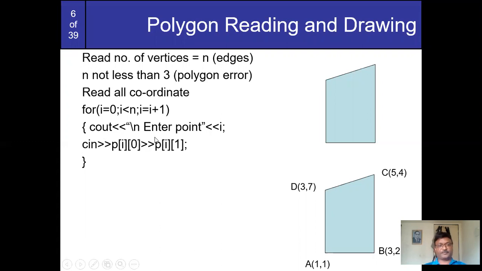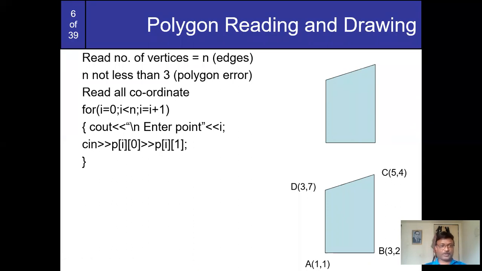Opening curly bracket, cout: Enter the point. Which point? I, meaning 0 point, 1 point, 2 point. So this message goes to the user, and the user can enter the 0 point. Suppose the 0 point they have started is from A11. So what is the cin? P I0, P I1. I0 stores your X value, I1 stores your Y value, and then close your for loop.